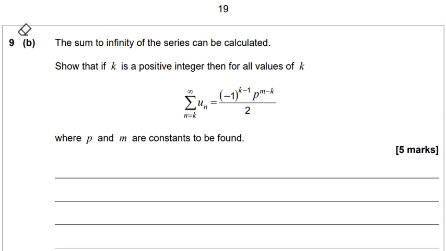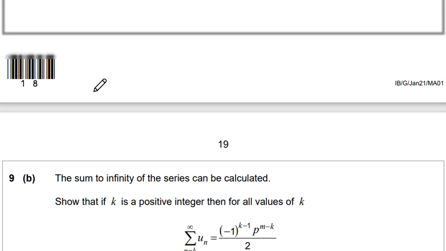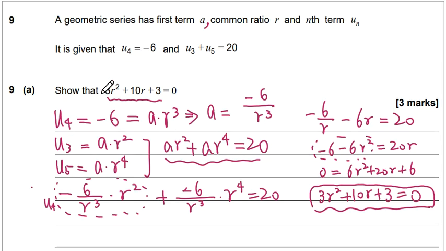Now here, let's look at the second part of this question. The sum to infinity of the series can be calculated. We want to show the summation of this can be represented by this, where P and M are constants to be found, and K is a positive integer. It makes perfect sense because you want to start with the kth term of this series. So let's see. Now, we have to rely on something from the first part of this question.